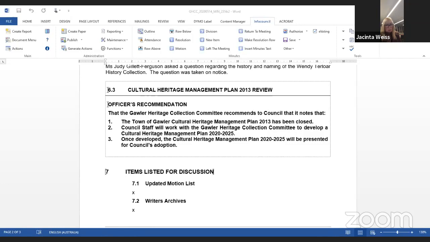We're suggesting that this plan be closed and that staff work with the committee to create a new strategic document to carry us forward for the next 5 years, to define the priorities for the collection, to help guide the Cultural Heritage Centre in the work that it's doing. Good, thank you. Karen?